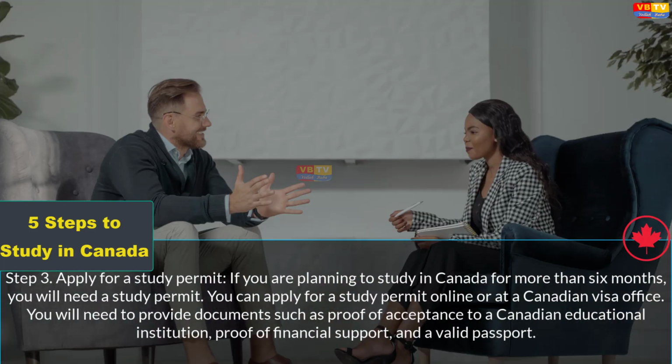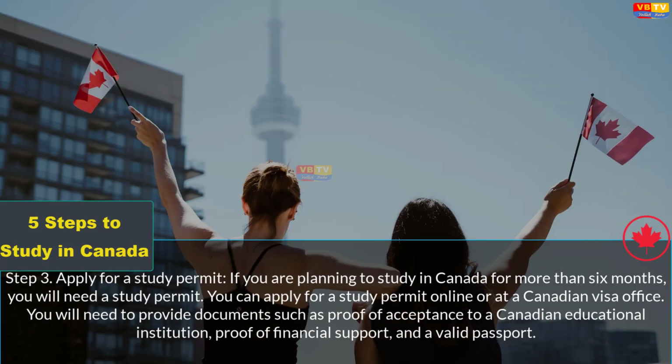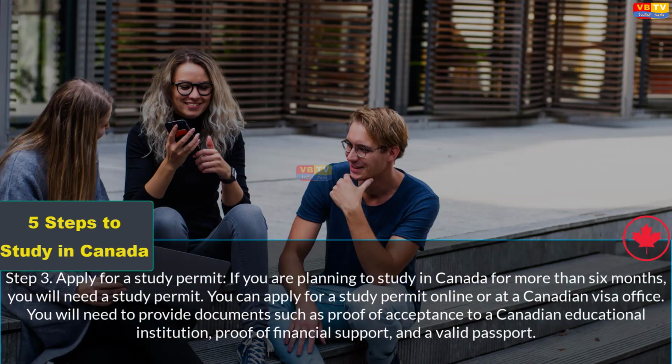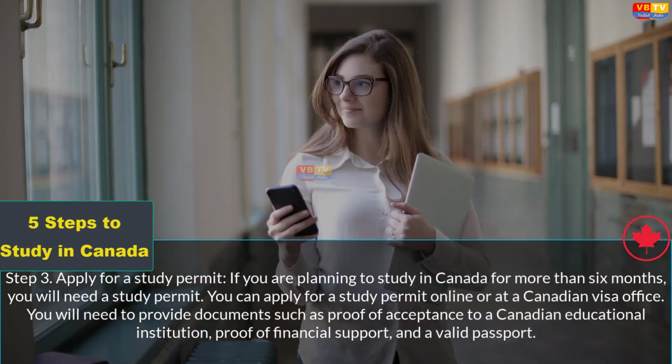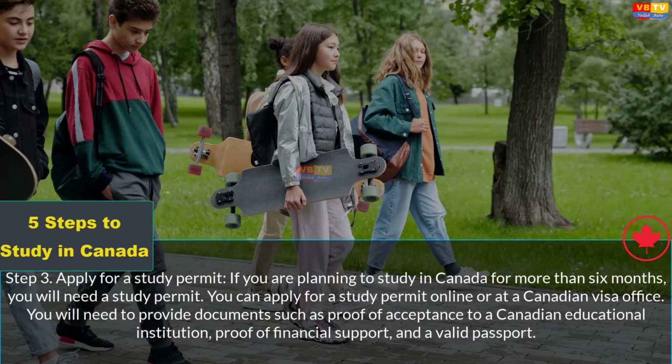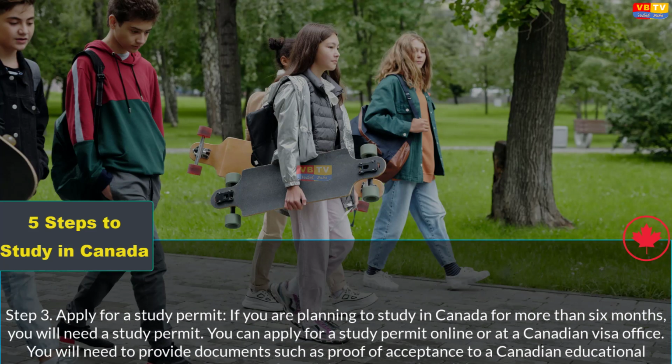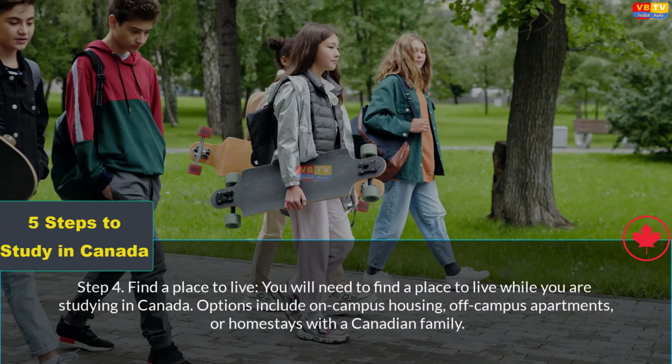Step 3. Apply for a study permit. If you are planning to study in Canada for more than 6 months, you will need a study permit. You can apply for a study permit online or at a Canadian visa office. You will need to provide documents such as proof of acceptance to a Canadian educational institution, proof of financial support, and a valid passport.